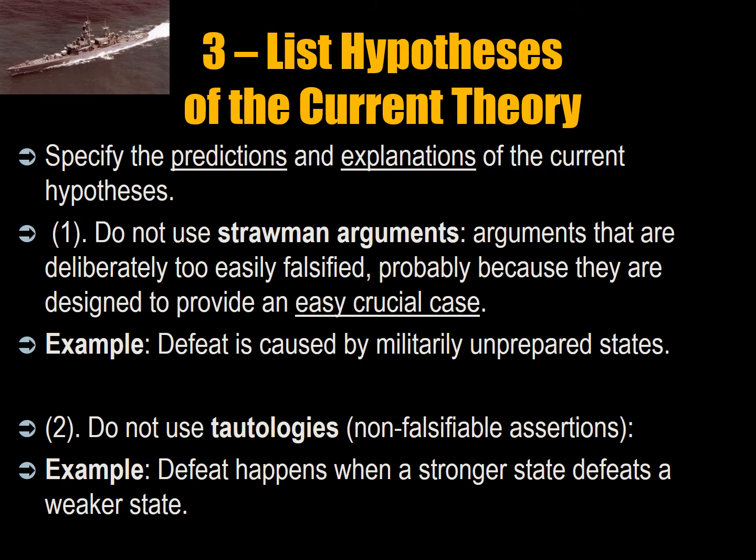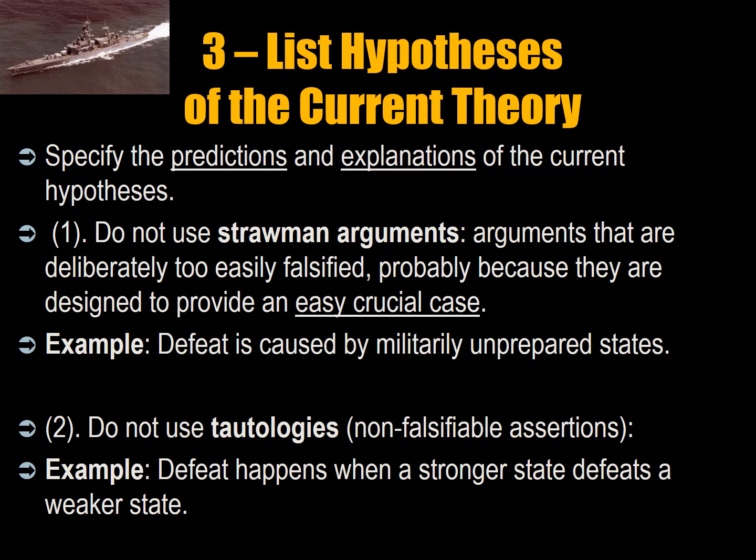But predictions are not enough. We also want an explanation. We want to know mechanically how did the cause produce the effect. So it's not enough simply to make a prediction. There's going to be a war, for example, or this battle is going to be won. We want to explain why. It is not enough simply to make a prediction. We have to have both a prediction and an explanation. Now there are two caveats.